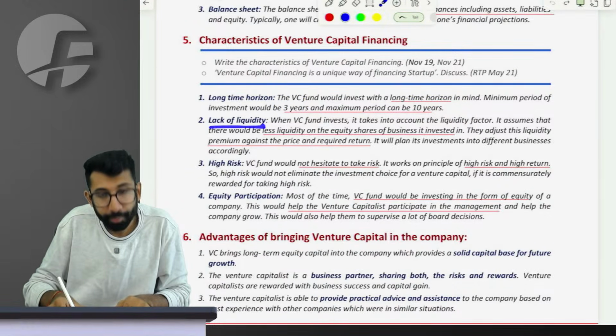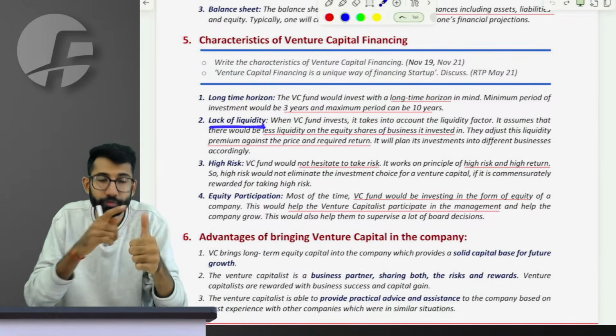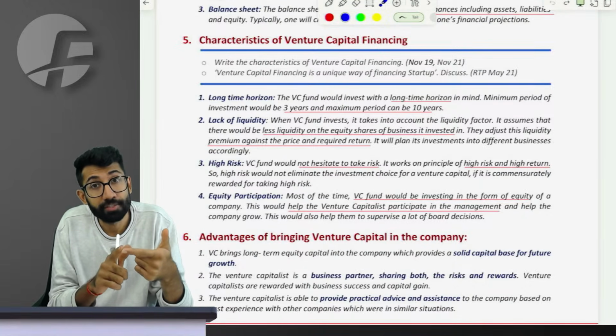Then there is lack of liquidity. The shares in which I am investing are, first of all, not listed on the stock exchange. Second, the nature of the business is risky.